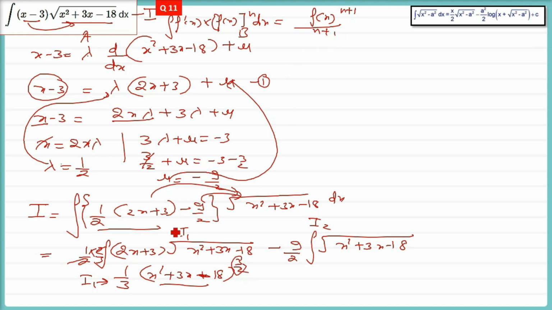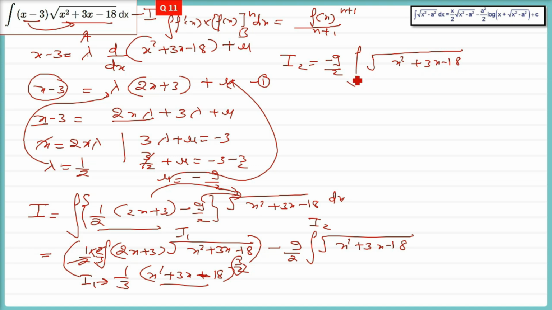So just use this result and you will get the first part of this integration. Now coming to I2, negative 9 by 2. You can include it, but the whole idea is to get the integral of under root x square plus 3x minus 18 solved. So I1 is already done. I2 is negative 9 by 2, integration of under root x square plus 3x minus 18.